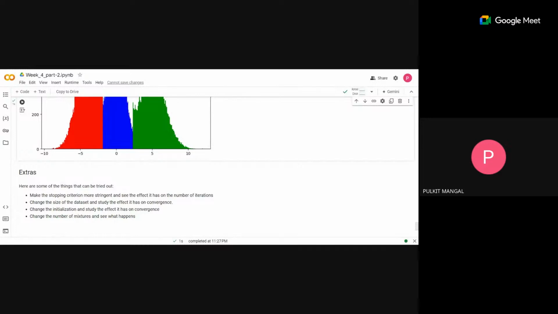Yeah, that's it. There are some extra things you can try, like making the stopping criteria harder. You can see by how many times the number of iterations increases. Try changing the size of the data set and its effect on convergence. These are the things that you can try on your own. You can play around with this.